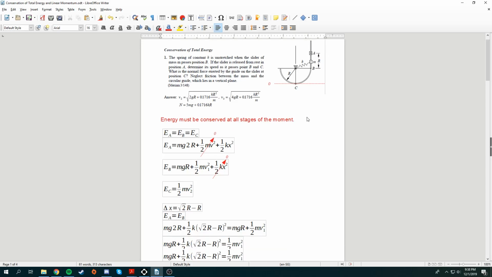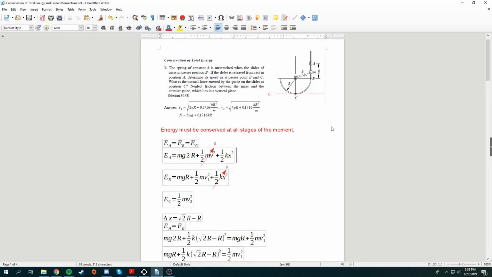Okay, so now we know that through conservation of energy, energy must be conserved at all stages during this movement. So that means total energy at state A must be equal to total energy at state B, which equals total energy at state C. For now, this is my zero reference point, so that's zero height, and then over here it's height R and height 2R.